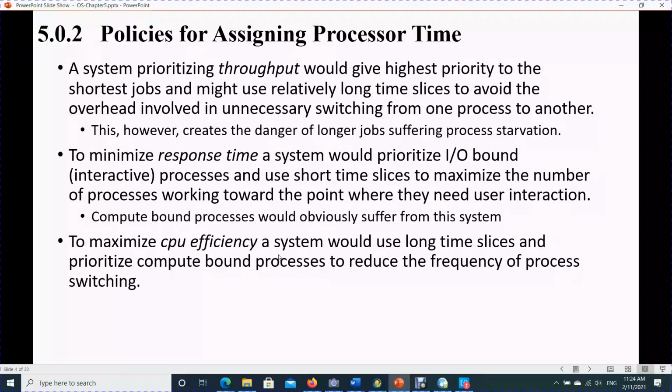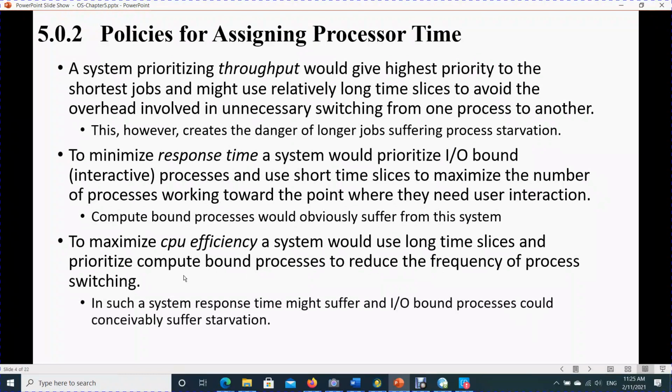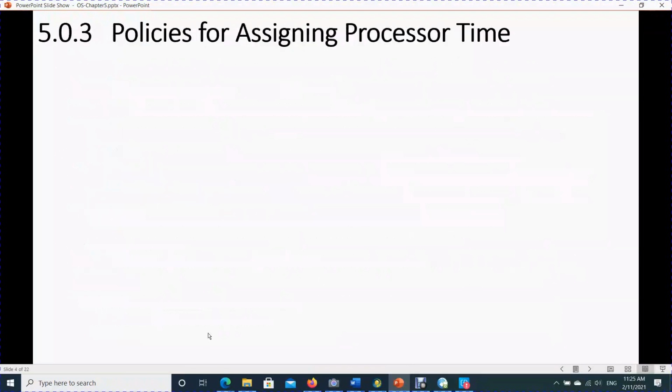Maximizing CPU efficiency is implemented using long time slices and giving higher priority to compute-bound processes. This would reduce the frequency of switching from process to process. In a situation like this, response time is likely to suffer. I/O-bound processes might suffer starvation.